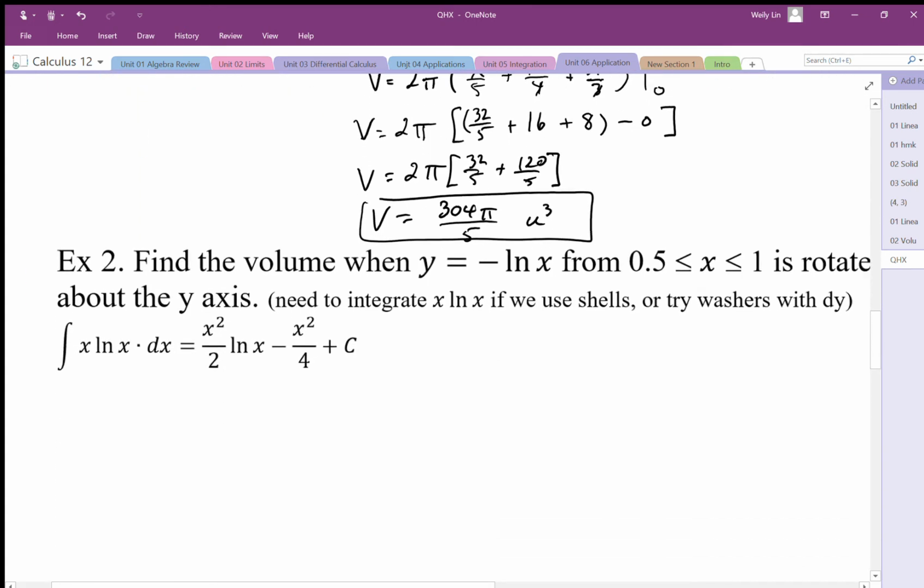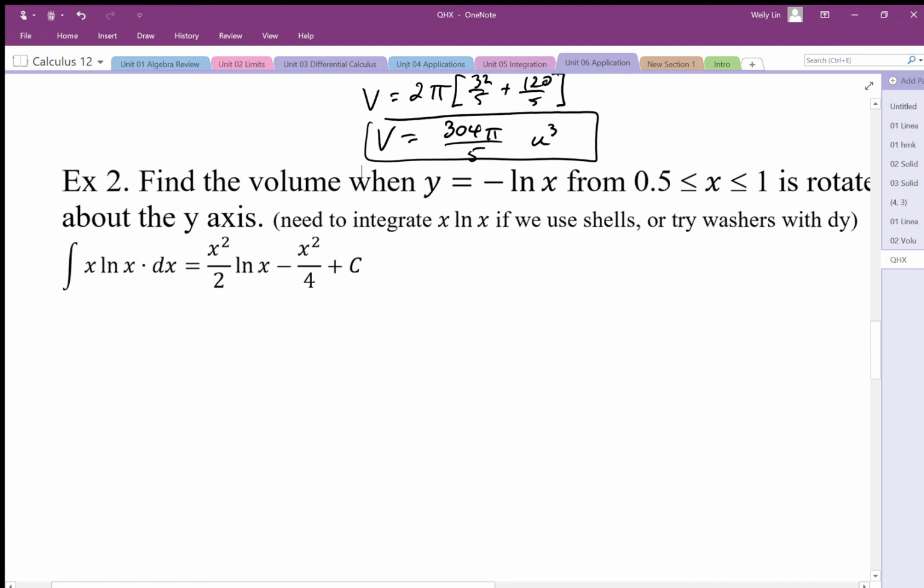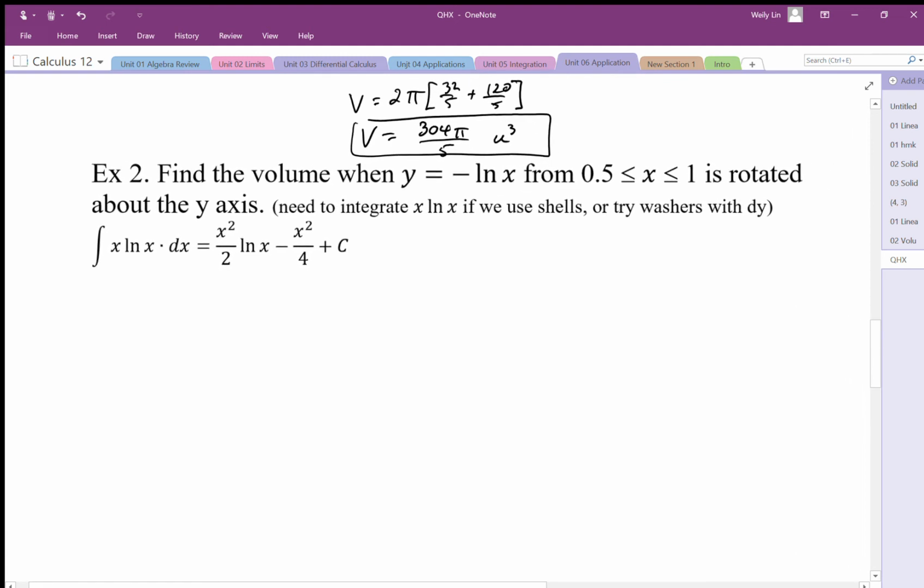Okay, let's try this one here. So we have y equals negative ln x.